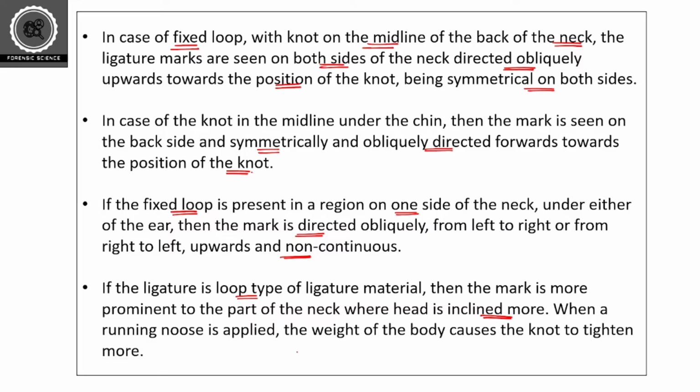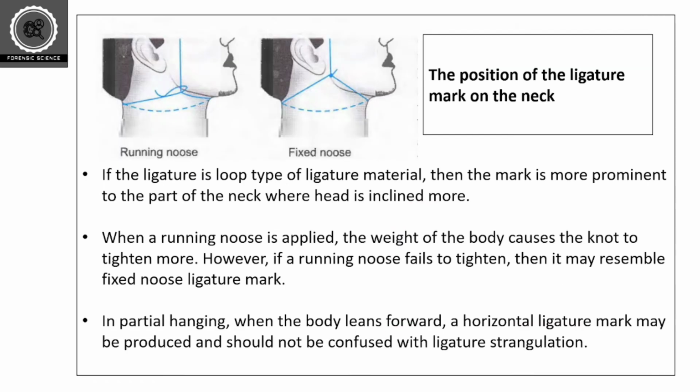When a running noose is applied, the weight of the body causes the knot to tighten more in the case of a running loop. Okay, so here we can have the diagram. Running noose, it will look something like this. This is the fixed noose, or this is the fixed knot. If the ligature is loop type, then the mark is more prominent towards the inclination of the neck.